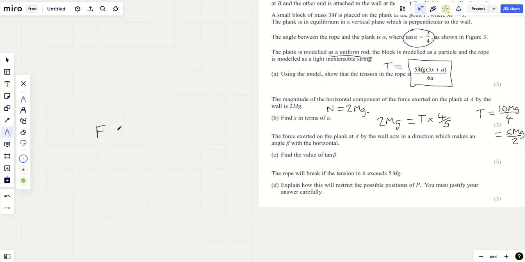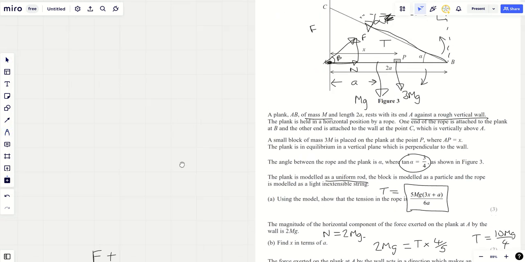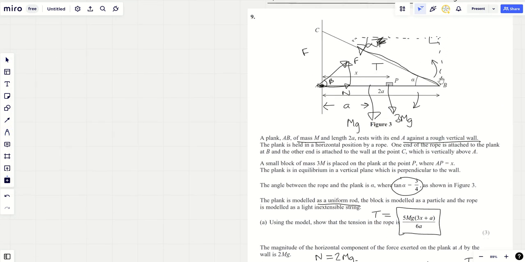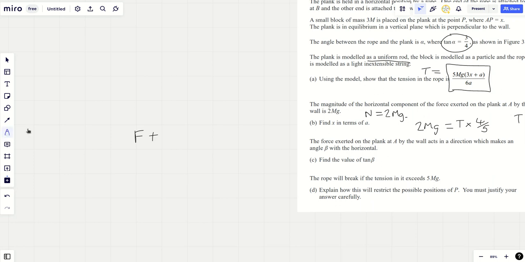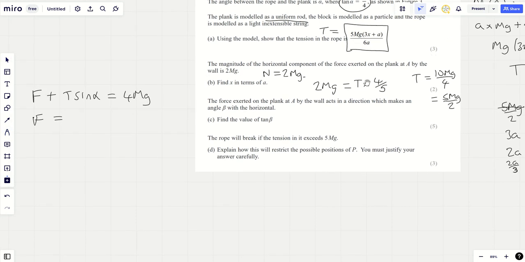So F plus, now what other forces are going up? You've got the T sine alpha going up. And that's going to equal 4mg going down. So F plus T sine alpha equals 4mg. Okay, and so F equals, now we know what T sine alpha is, don't we? Because didn't we have it before over here somewhere? T sine alpha, well, that's just T times 4/5, because this was sine alpha, wasn't it?